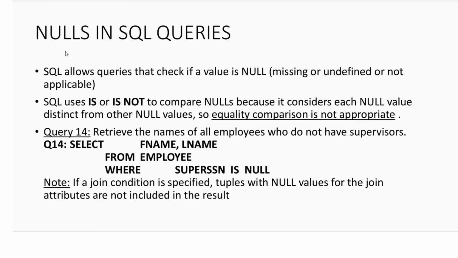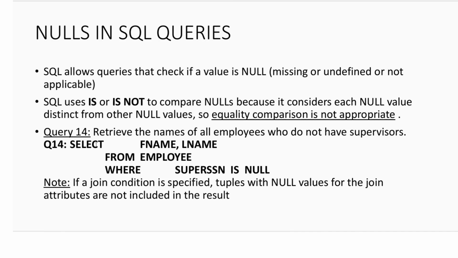So now we will move on to the next topic, that is nulls in SQL queries. We have IS and IS NOT, which are clauses used to compare the null values. SQL uses IS or IS NOT to compare the null values present in our table. The question is: retrieve the names of all employees who do not have supervisors. Who do not have supervisors means the Super_SSN of that particular employee tuple is null, meaning that employee doesn't have a supervisor, right?